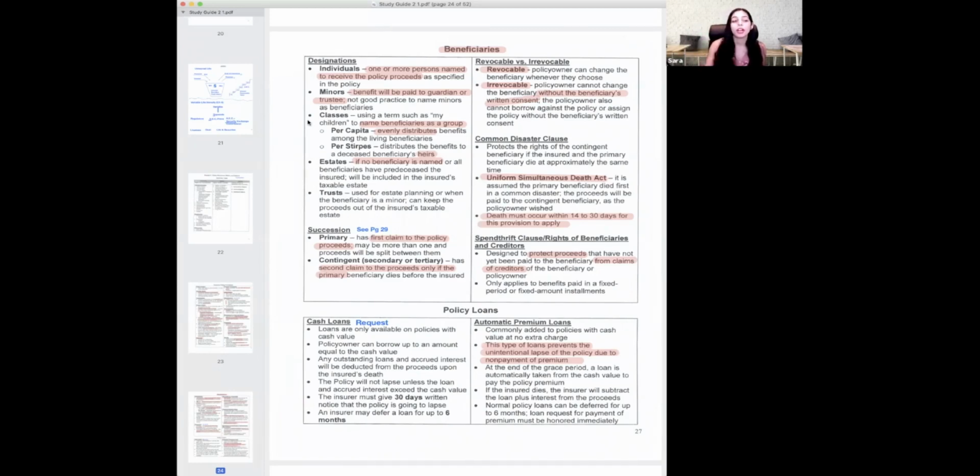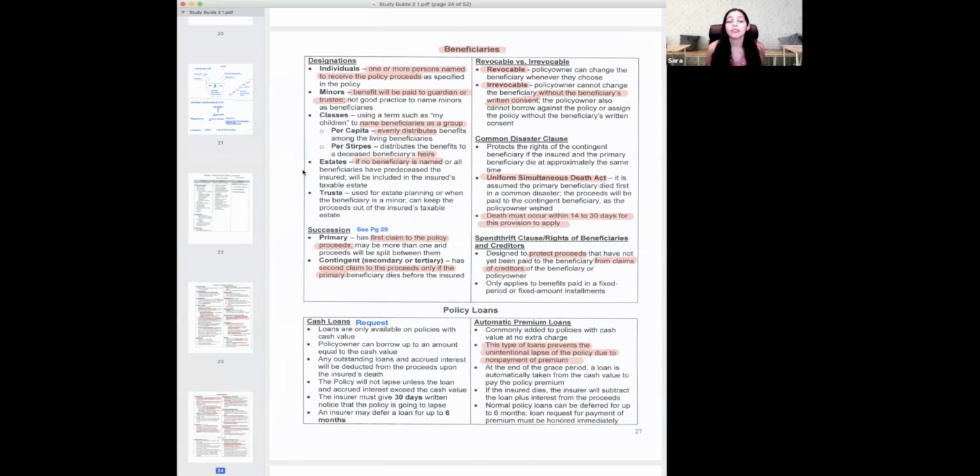Now, per stirpes is more like bloodline. So let's say I put my sister as my beneficiary. If she passes away before I pass away, her kid becomes my beneficiary, then her kid's kid. It's kind of like who's next in line until I pass away, that's the person going to get the money. So I don't need to change my beneficiary, it'll just go to the next person in line.